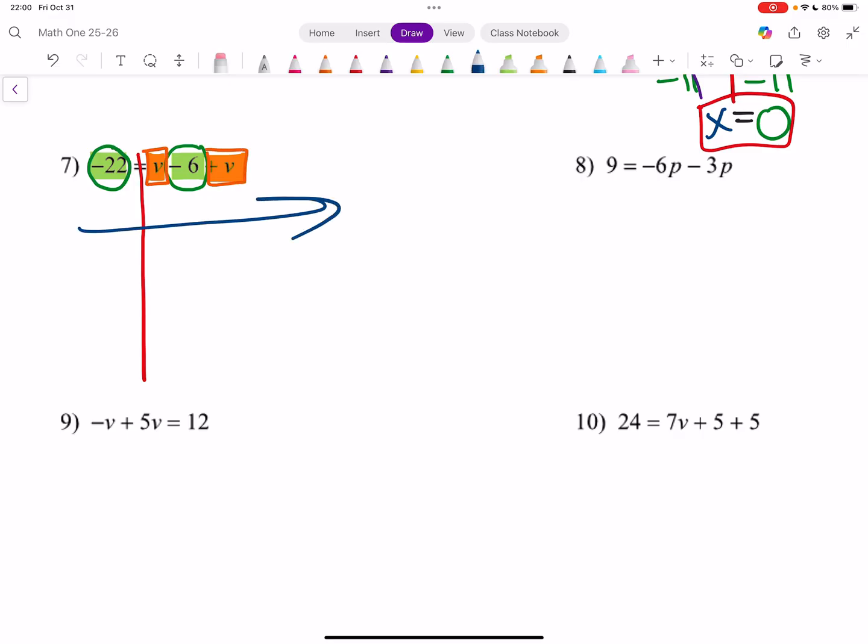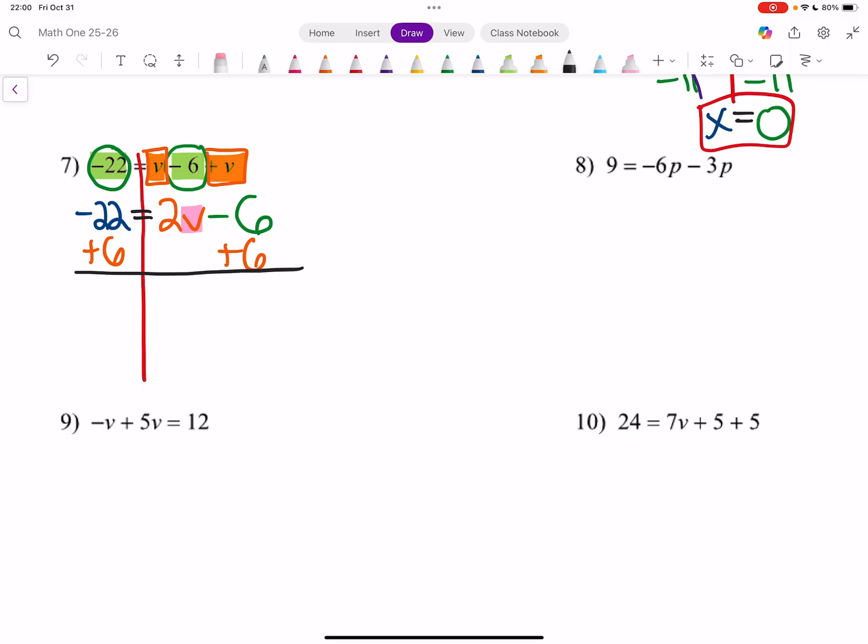Working from left to right, I'm going to simply write down the negative 22 because I'm not going to do anything with it yet. This time let's combine the v's first since they appear first. 1v added to 1 more v is 2v, and then I write the negative 6 down as well. From here it's a two-step. The 2 is close to the v, but the negative 6 is further away. I want the v to stay. Since it's negative, I know I need to add 6 to both sides in order to move it to the other side. That's the inverse operation.